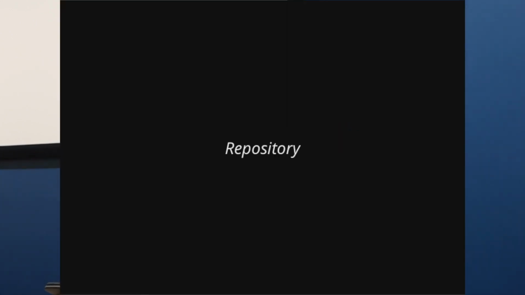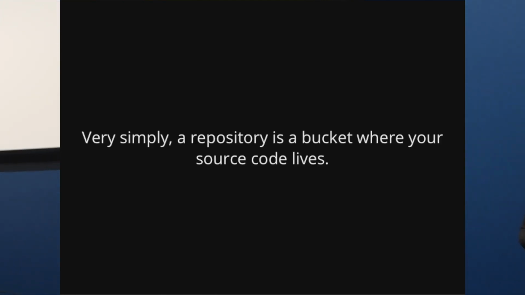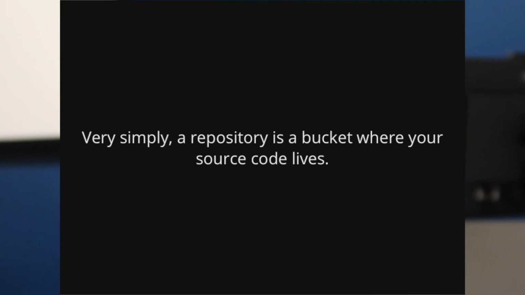I don't want to overload you with vocabulary words, but there are some things you need to know if you've never interacted with Git before. The first is repository. I think I've said that several times already. A repository is basically a bucket where your source code lives. Think of it as a folder. You take a folder and you put several files in it. That folder is your repository.